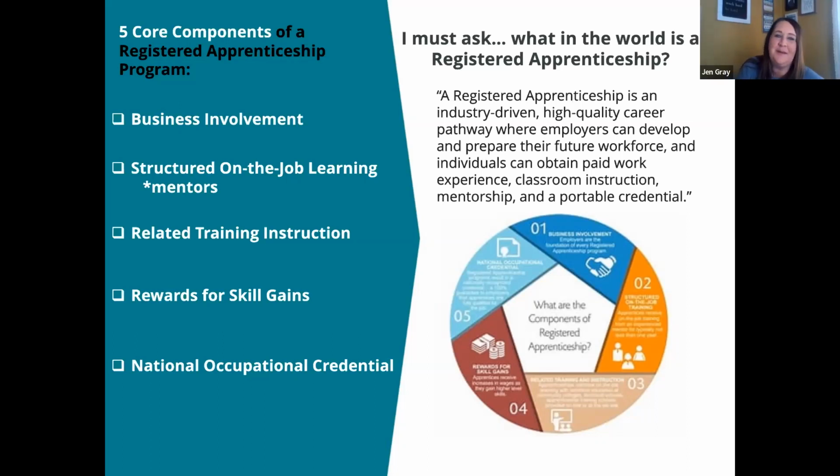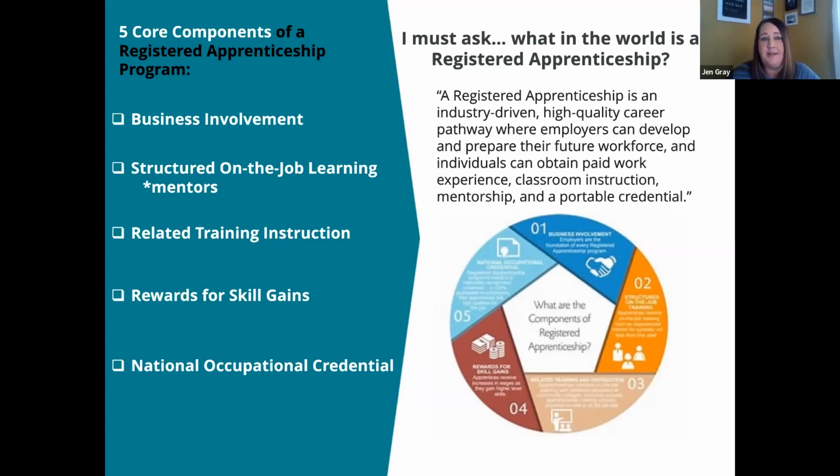Many of you may be wondering, what is a registered apprenticeship program? Basically, a registered apprenticeship program has 5 components to it. I'm going to briefly go over each component, but as you begin to develop this program, we'll go into more depth with the individuals and partners that will help you with that development.